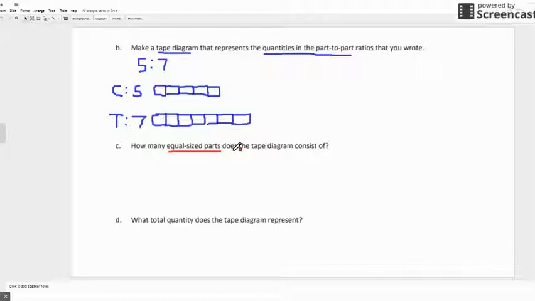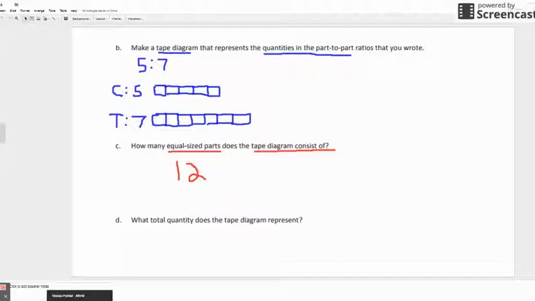How many equal parts does the tape diagram consist of? Well, if we look at this, remember each of these tapes is an equal part. Right now they all equal 1 because we have 1, 2, 3, 4, 5 up top. We have 7 down here on the bottom, so we can count them all up, or we can just simply add. 5 plus 7 is 12. So this has 12 equal parts. So underneath the equal parts, we're simply going to go ahead and put the 12. That's it. That's all it's really asking us to do.